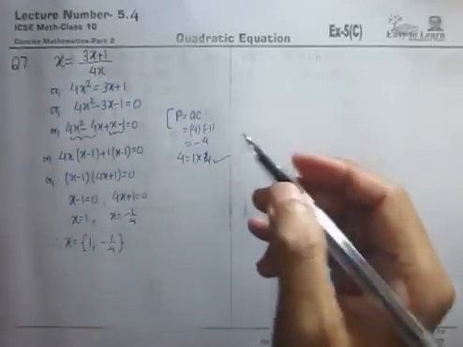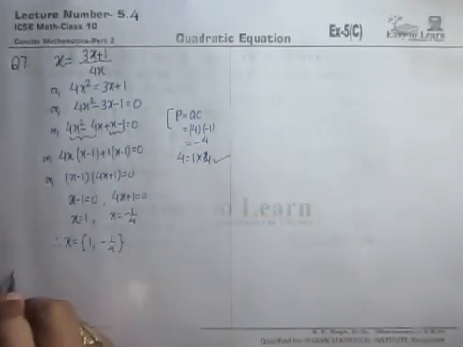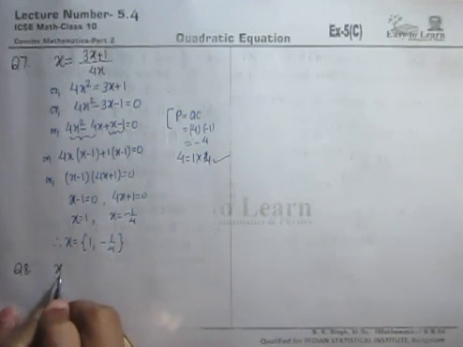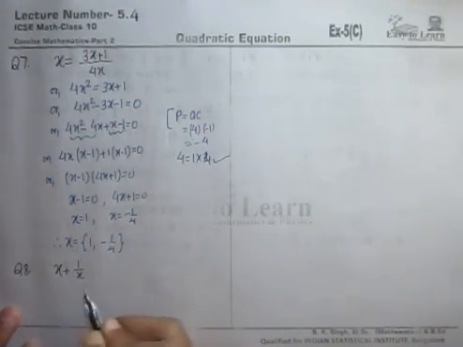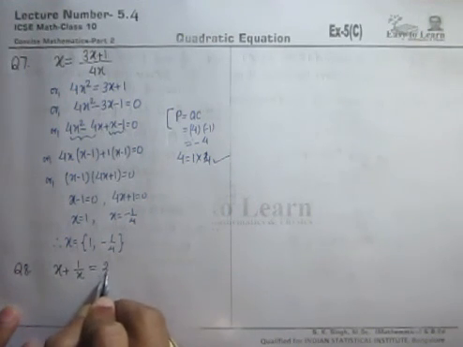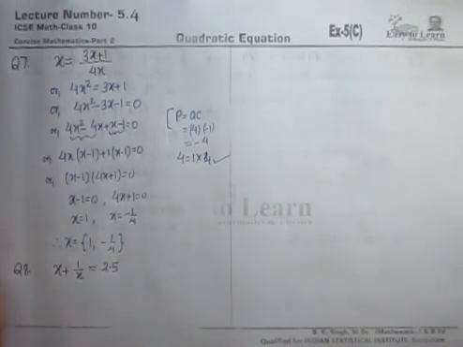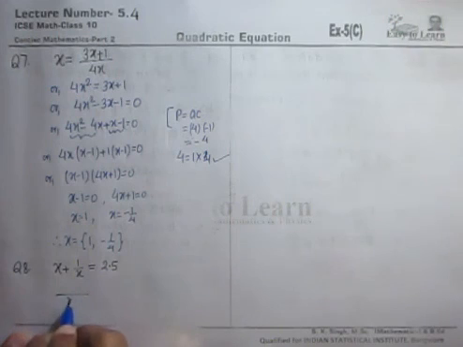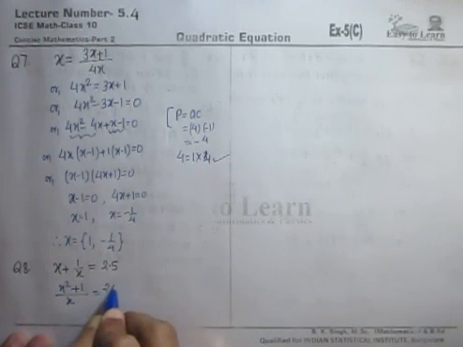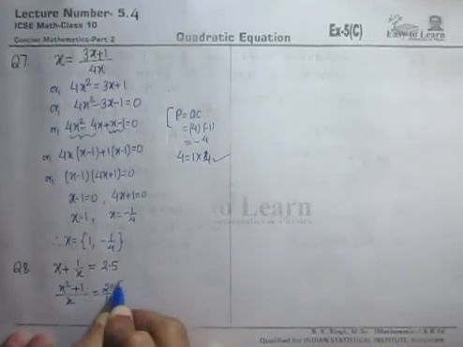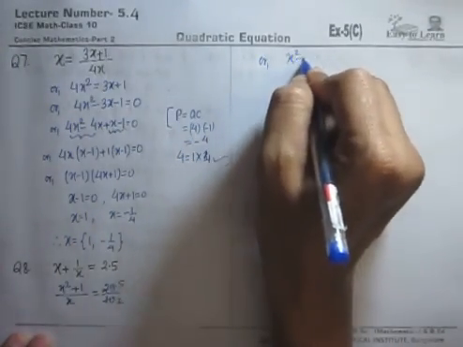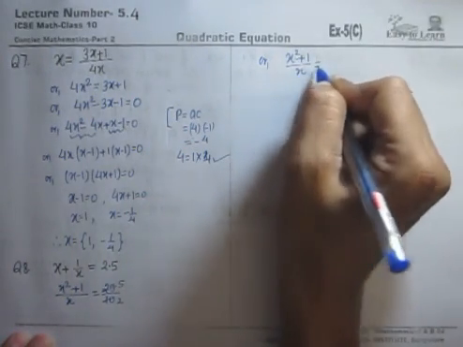Now question number 8. Let me write here. Question number 8 is x plus 1 by x is equal to 2.5. So first of all, arrange it in general form. Here the LCM is x, so it will be x square plus 1 over x, and this can be written as 25 by 10. So 5 5s and 5 2s. So we will get x square plus 1 by x is equal to 5 by 2.